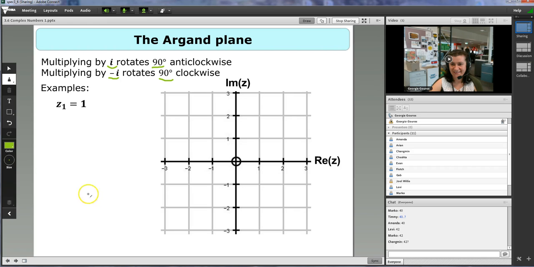If we have a very, very simple complex number, there it is. I'll just make Z1 equal to 1 plus 0i. So Z1 is going to be right there. Now, if we multiply Z1 by i, it's going to rotate this by 90 degrees. i times Z1 is going to equal i. That right there, see how it rotated the number 90 degrees?